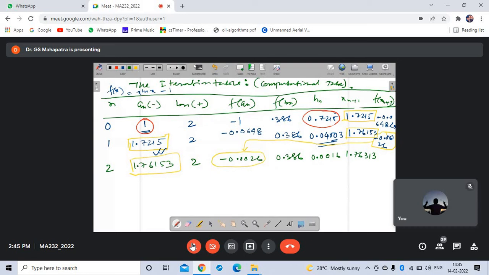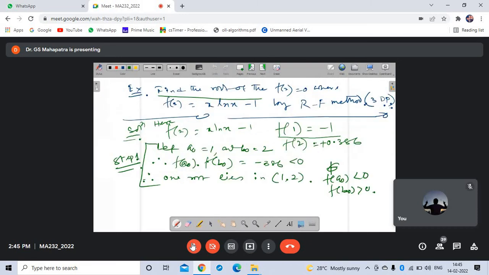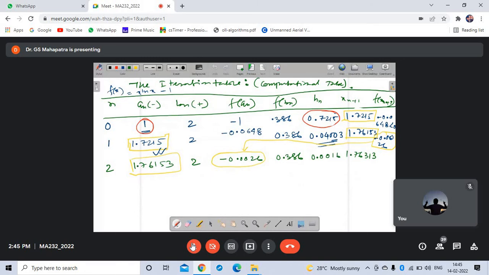What is our 3 dp? Okay, so 3 dp, fine. 3 dp. Next, till now, if you check, 2 dp are same. Okay, 2 dp same, but our target is up to 3 dp. So we have to proceed for the next step.